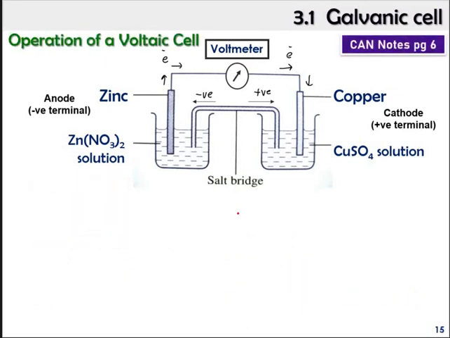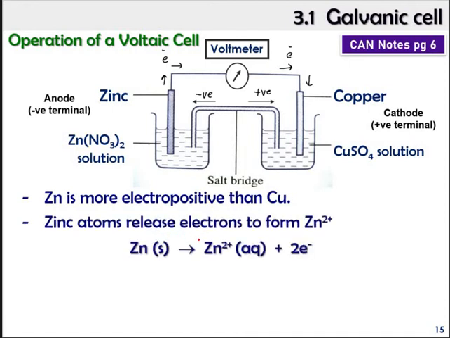So now kita tengok the operation of voltaic cell. Zinc is more electropositive than copper, so the zinc is at anode side. Okay, zinc atom releases electrons to form zinc 2+. Okay, kalau kamu tak pasti macam mana, kamu just buat dulu dia punya equation. Okay, we know that at anode the oxidation process occurs here. So oxidation, dia punya oxidation number will increase. So we must start from the low oxidation number, which is zinc. Zinc dia punya oxidation number is 0.